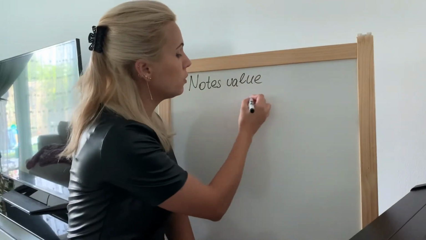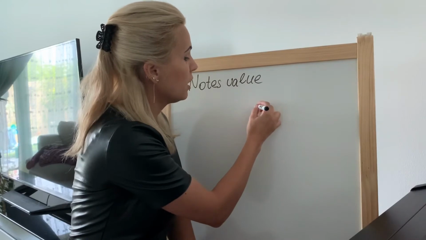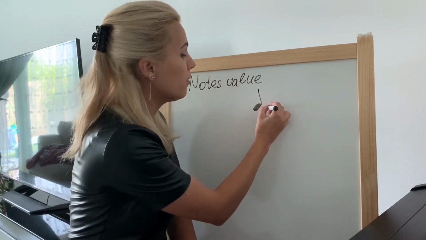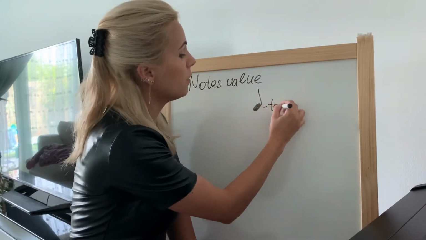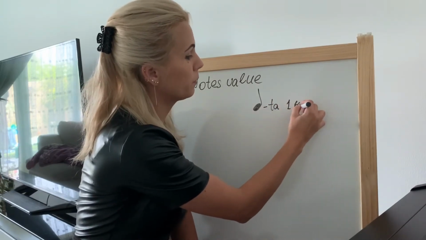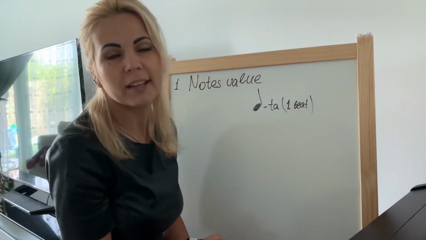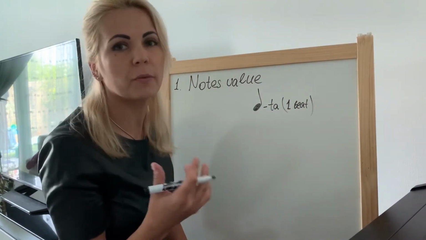So instead of writing a whole note here, I will start with my crotchet. So basically we have a crotchet that has the name ta, and it has 1 beat. I'm calling it ta because it's easier to memorize and it's easier to sing when you're learning the melody.